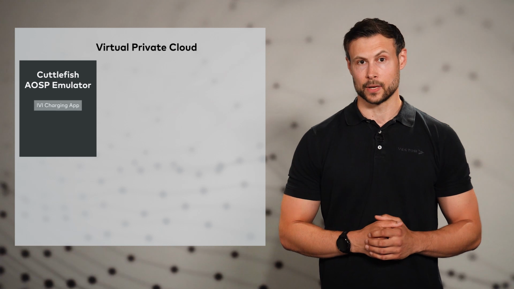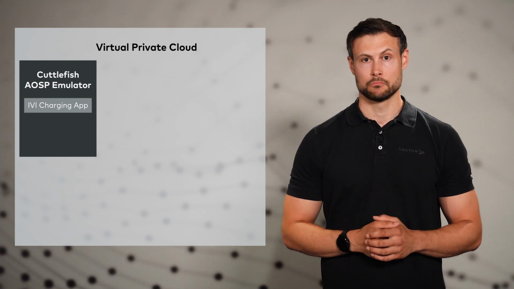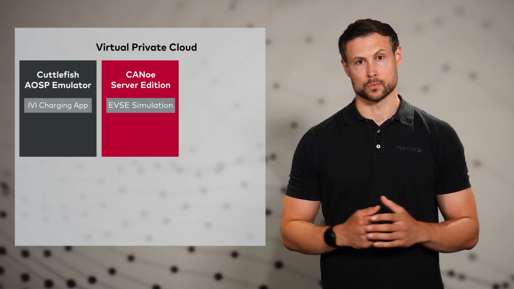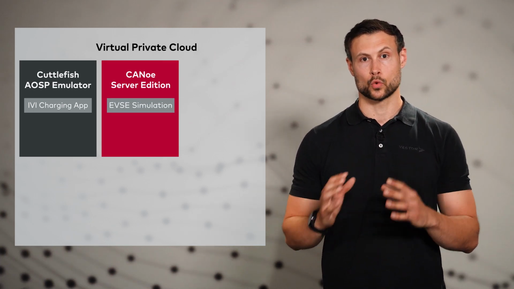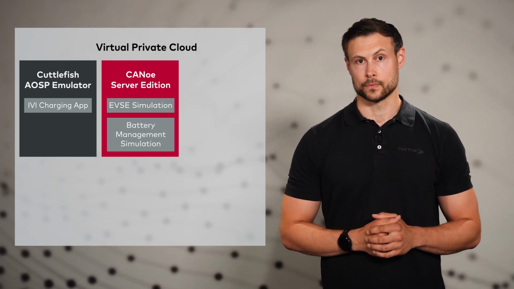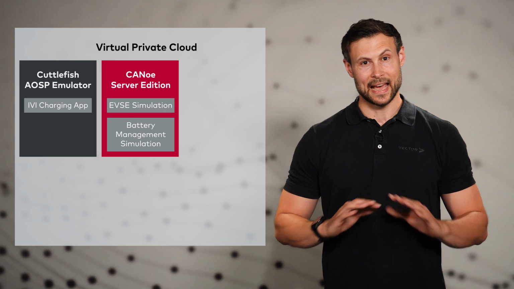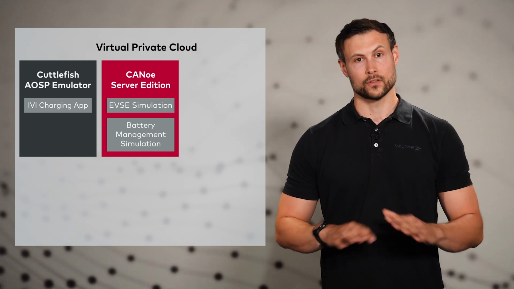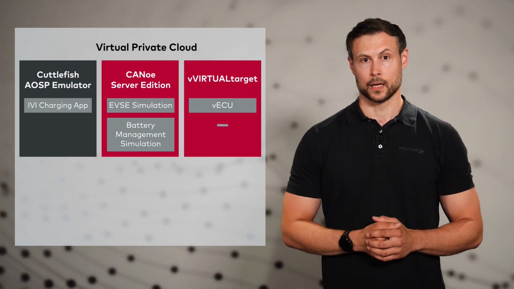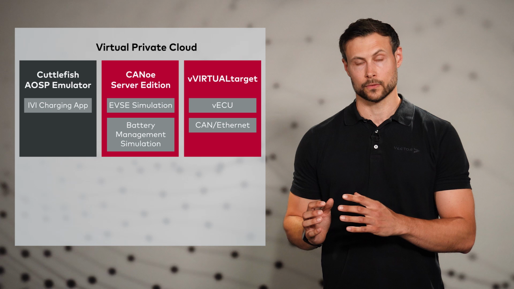Cuttlefish hosts the IVI application using a standard AAOS image. No modification required. CANoe Server Edition runs the charging station model. It simulates charging vehicle-to-grid communication, including the battery management system of the EV and the charging station. This CANoe version runs completely headless, so there is no display or desktop environment needed. You get the full simulation power of CANoe in the cloud, making it a perfect fit for continuous integration and continuous testing. And alongside that, vVirtual executes the AUTOSAR ECU software and provides virtual CAN and Ethernet networks.